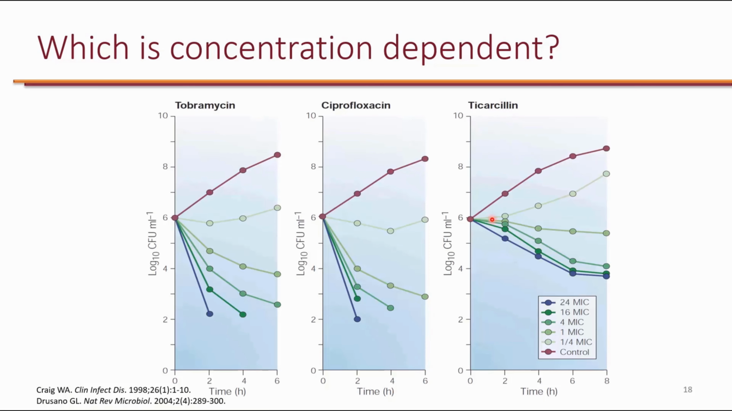Now as they increase the concentration of this beta-lactam, you can see that the organism dropped, but at some point, increasing the concentration didn't make a difference anymore. For example, once we reach a concentration 4 times the MIC, we got the maximum amount of killing. 16 times the MIC added negligible amounts. In fact, a concentration 24 times the MIC made no difference compared to 16 times MIC.